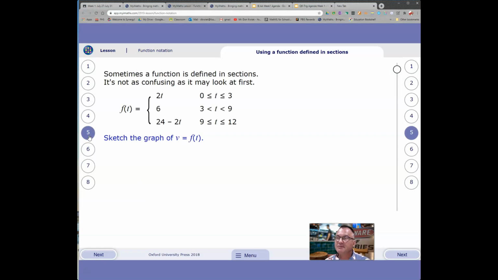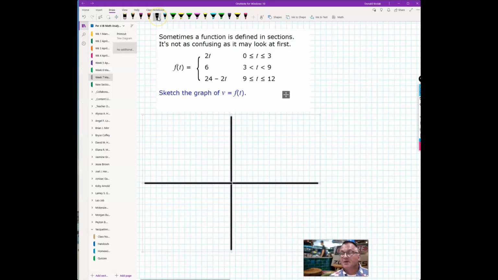All right, sometimes a function is defined in sections. It's not as confusing as it may look at first. This is known as a piecewise function because it has different pieces. Which piece you use depends on what your input is. So this is a piecewise function. It's made up of 3 pieces.